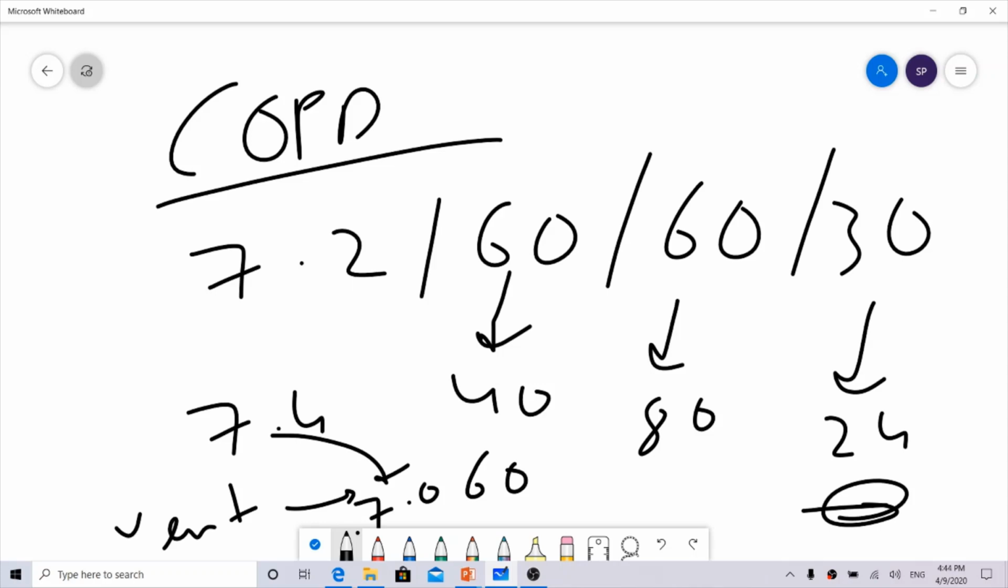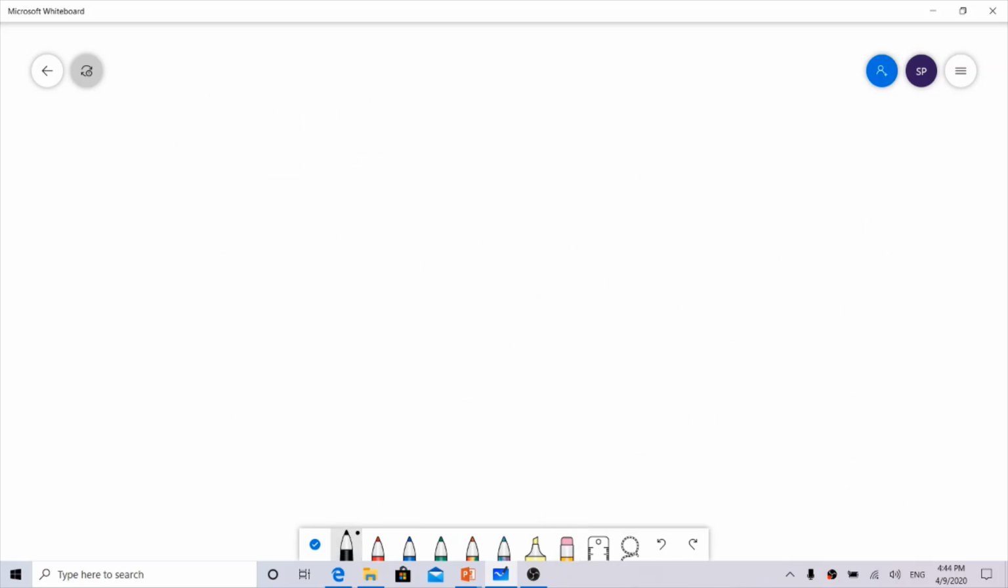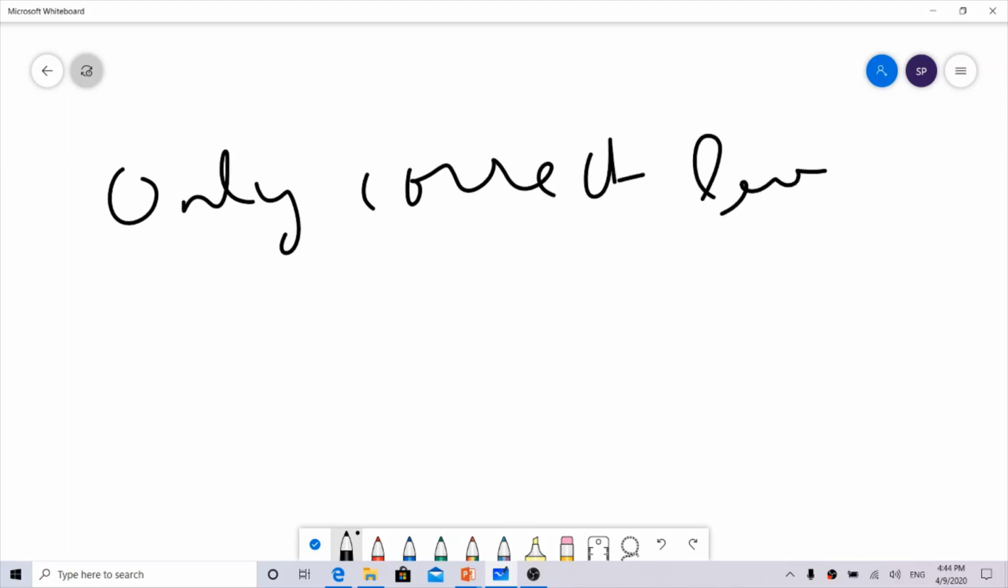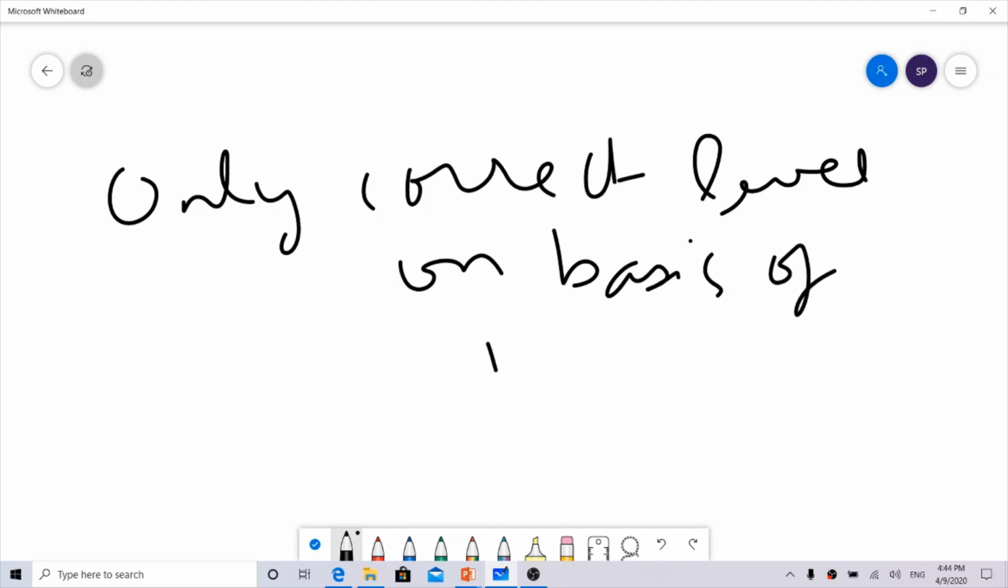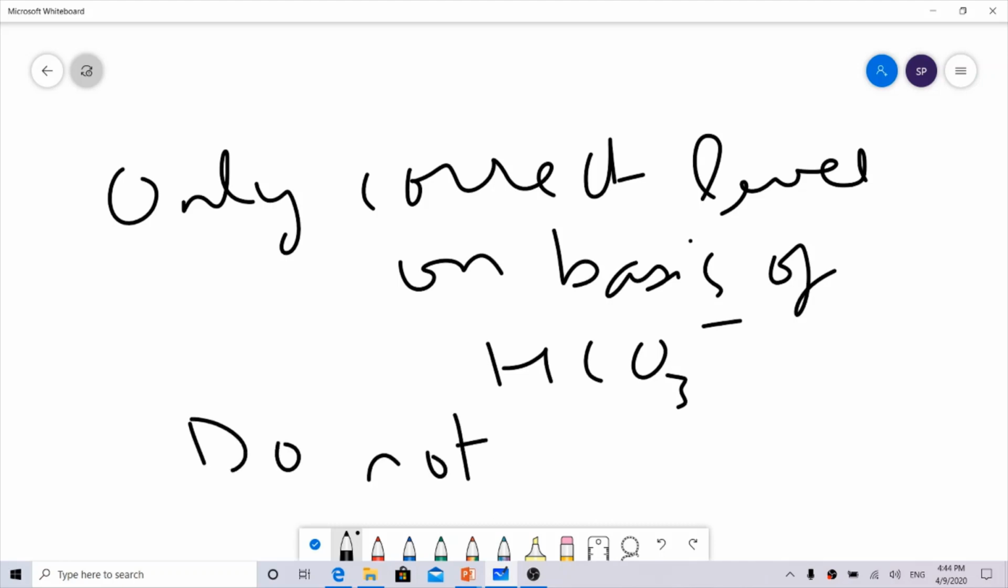So of course what you do is correct CO2 levels to the level where you are getting some compensation. So in COPD, or whenever there is a chronic respiratory acidosis where there is compensation, you only correct on the basis of bicarb. You do not overcorrect these patients.